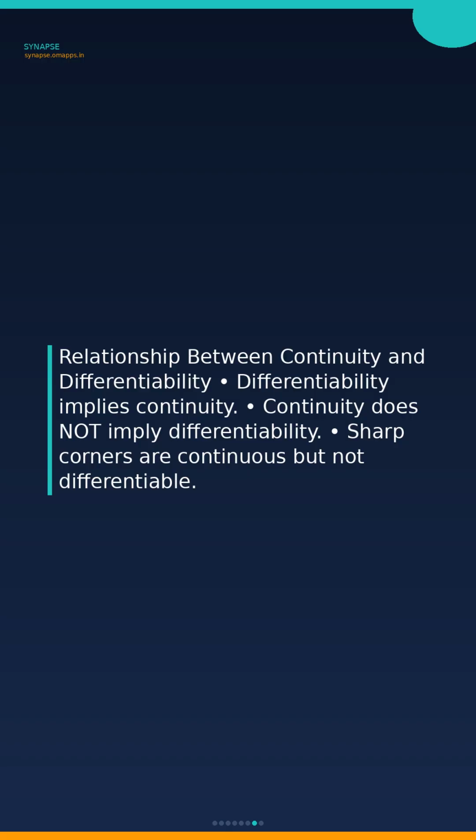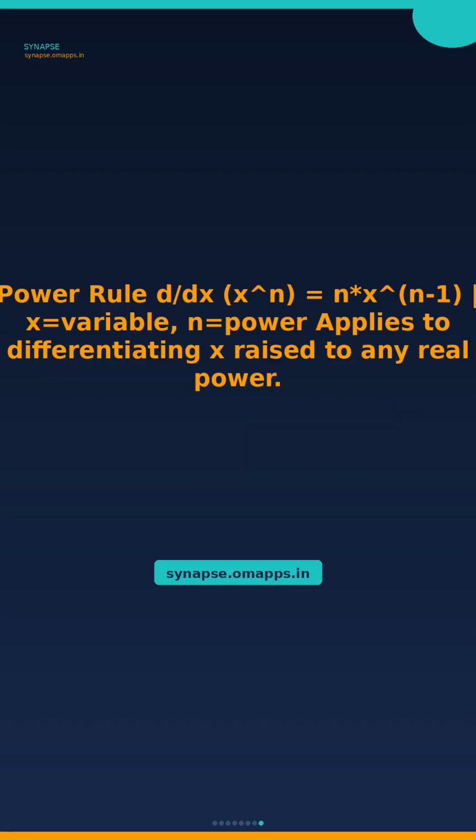Exam tips. 1. Always check left-hand and right-hand limits separately for continuity. 2. Look for sharp corners or discontinuities to identify non-differentiable points. 3. Practice differentiating various types of functions using the power rule and other formulas. In summary, continuity means no breaks in the graph. Differentiability means a smooth curve with a defined slope. And differentiability implies continuity, but not vice versa.